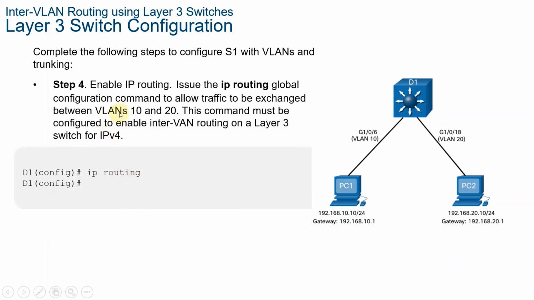So the last one would be to enable IP routing. Finally, enable IPv4 routing with the ip routing global configuration command to allow traffic to be exchanged between VLANs 10 and 20 here. So this command must be configured to enable inter-VLAN routing on a layer 3 switch for IPv4.